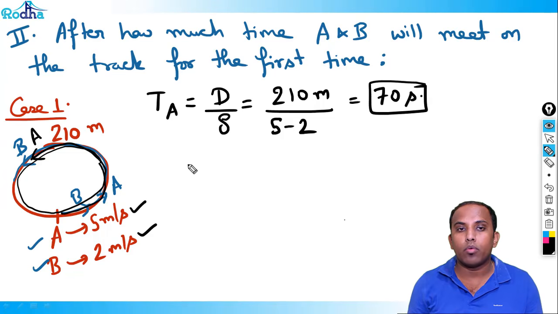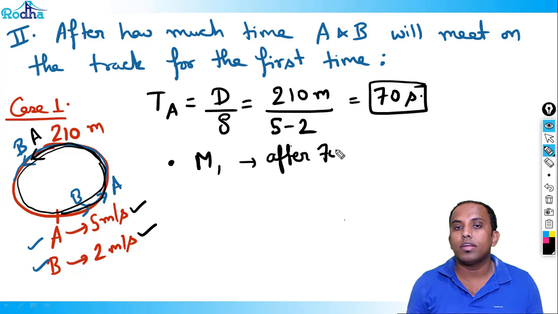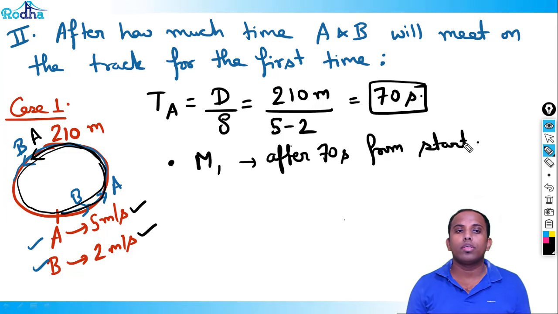So the first meeting point, M1, is happening after 70 seconds from the start. And this will go on. So the first meeting is after 70 seconds. Again, after how much time will A catch B from behind?